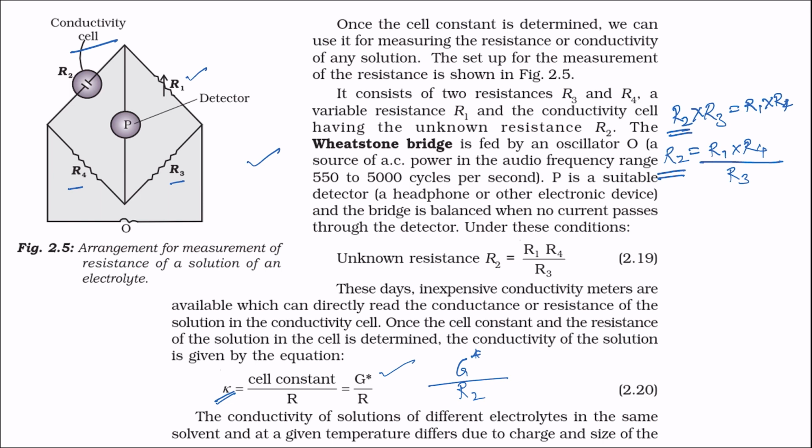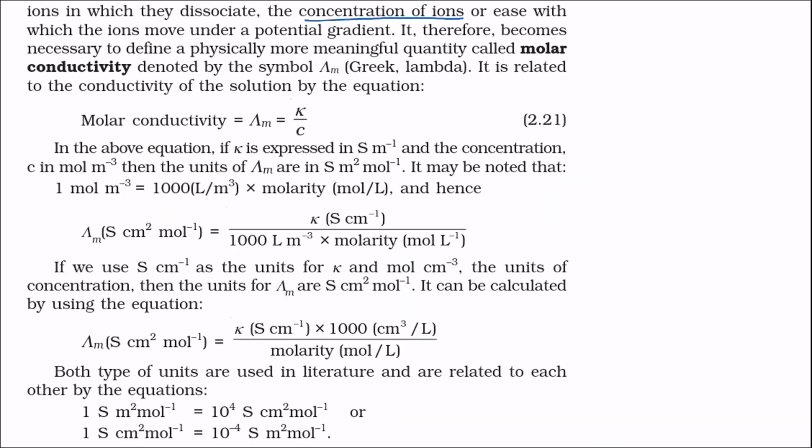Now, conductivity of different electrolytes in the same solvent. Conductivity of solutions of different electrolytes in the same solvent at a given temperature depends upon the charge of the ions which are formed by the dissociation of the electrolyte, size of the ions formed by the dissociation of the electrolyte, concentration of the ions, and the ease with which the ions move under the potential gradient, or the mobility of the ions. So these are the factors on which the conductivity depends.